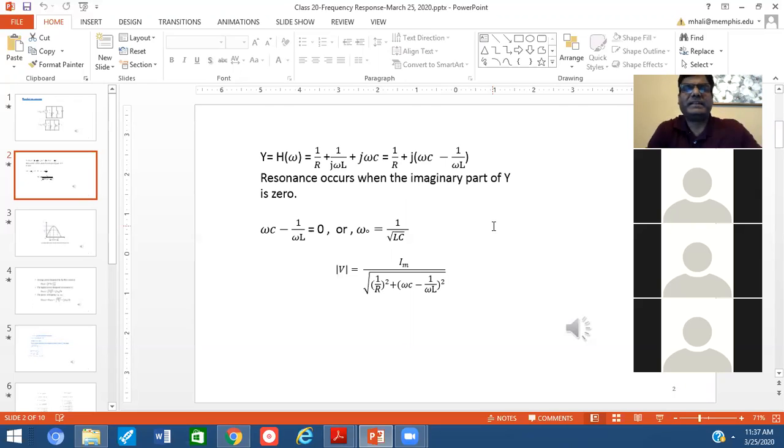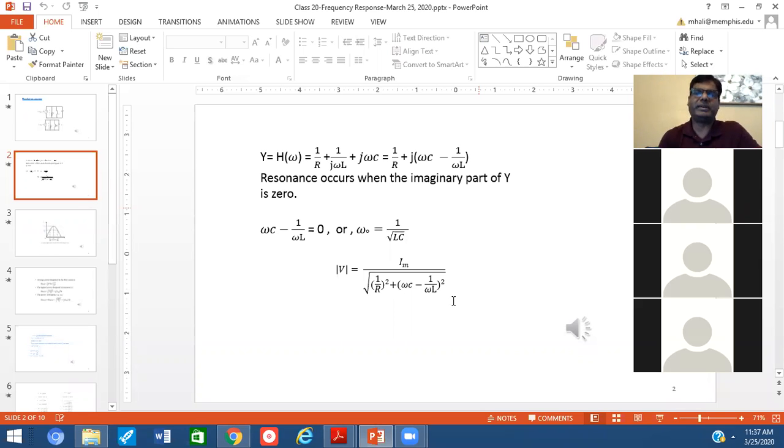That's why I have written omega C minus 1 over omega L equal to 0. And that finally gives me omega naught equals 1 over root over LC. So everybody understands so far? Yes. So in the Y equation, just look at the imaginary part. I am equating that imaginary part to be 0. That gave me omega naught equals 1 over root over LC.